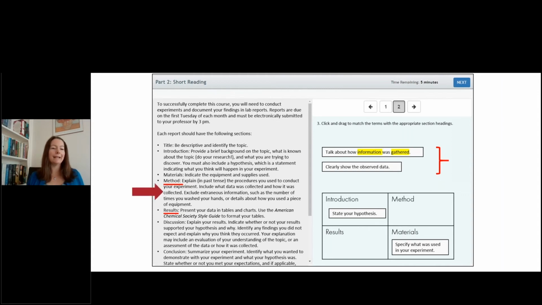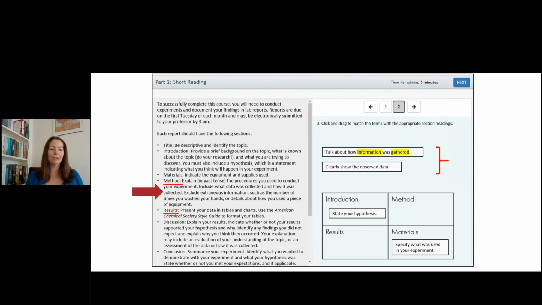I'm going to look at this method section, partly because it falls first in the text, but also partly because when I'm gathering information, I'm actually conducting the experiment. I'm carrying forward with the process or procedure. So method for me just makes a logical choice to start with my search.